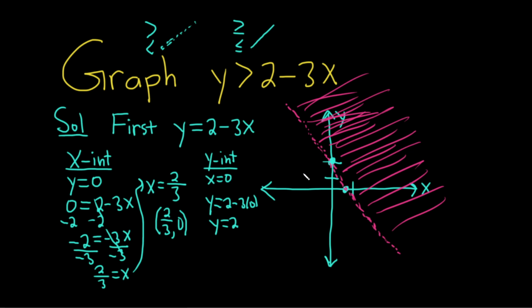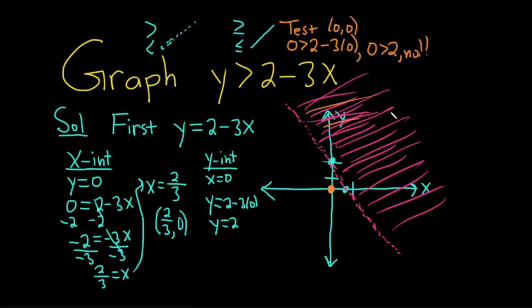Another way to do it that also works, and that is more foolproof and will work in other types of problems, is to pick a test point. For example, let's test 0, 0. So 0, 0 is right here. It's important to know where it is. It's right in the origin. We're going to use it as a test point on this inequality. So you plug in a 0 for the y and a 0 for the x. So we get 0 greater than 2 minus 0. So 0 greater than 2. That's not true. No, it's false. Because it's false and 0, 0 is here, we shade in the other piece.